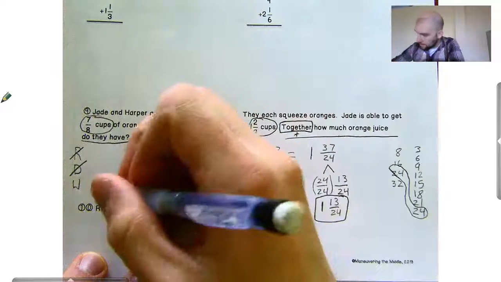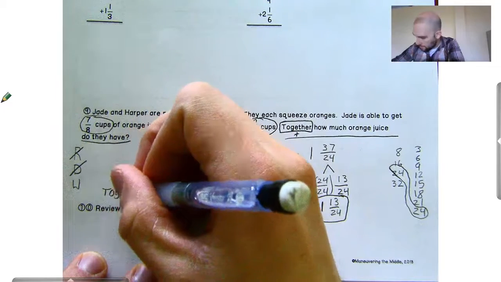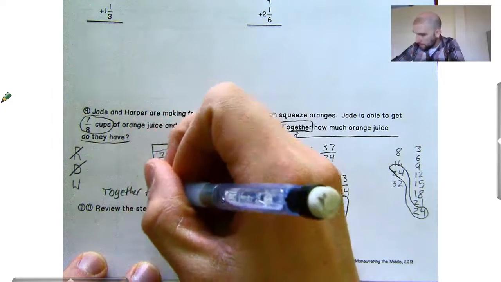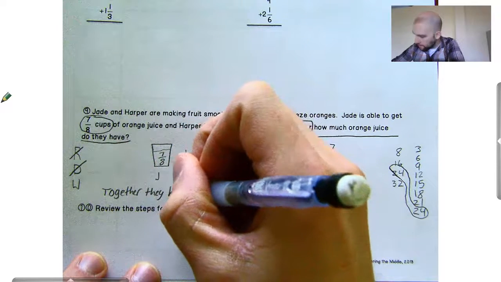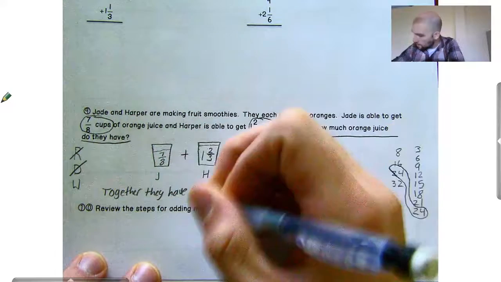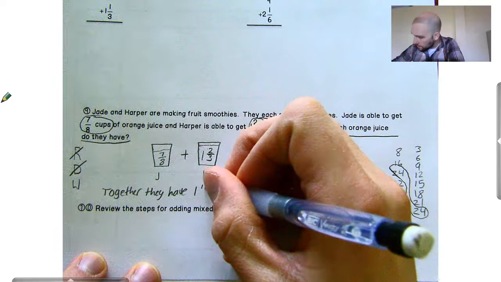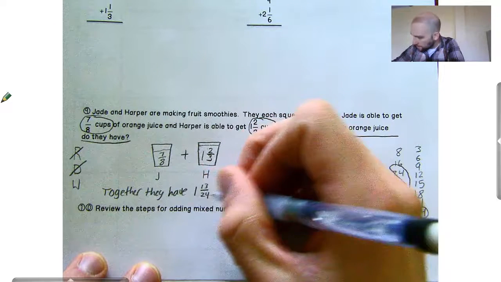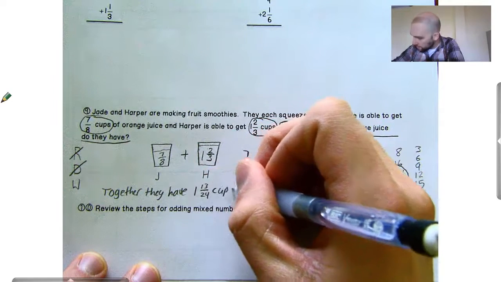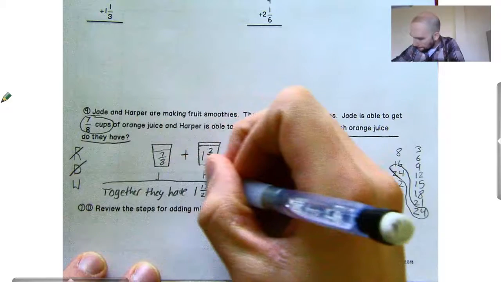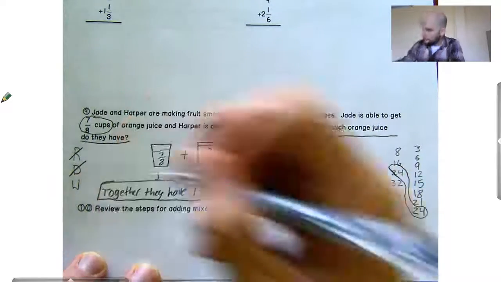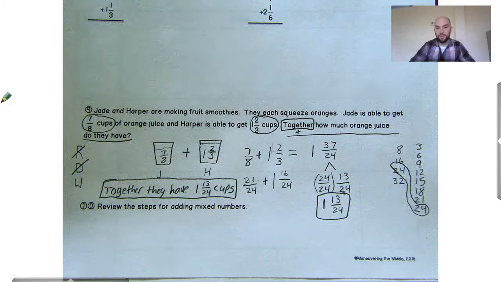So together, they have 1 and 13 24ths cups. And then we're done. All right, so we're going to stop right there for now.